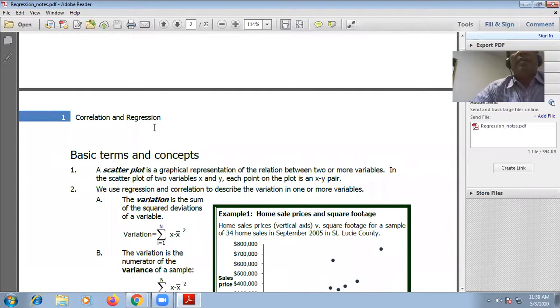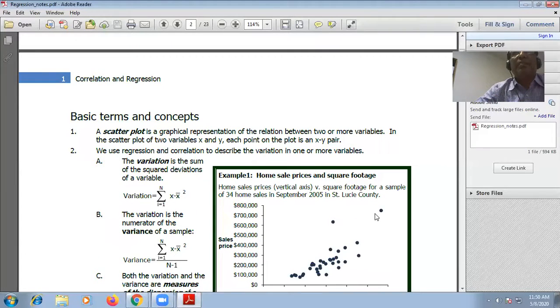The basic terms and concepts: a scatter plot is a graphical representation of the relation between two or more variables. In the scatter plot of two variables, x and y, each point of the plot is an xy pair. This is your x-axis and this is your y-axis. These scattered points show the relation between the two axes. This is called the abscissa and this is called the ordinate.